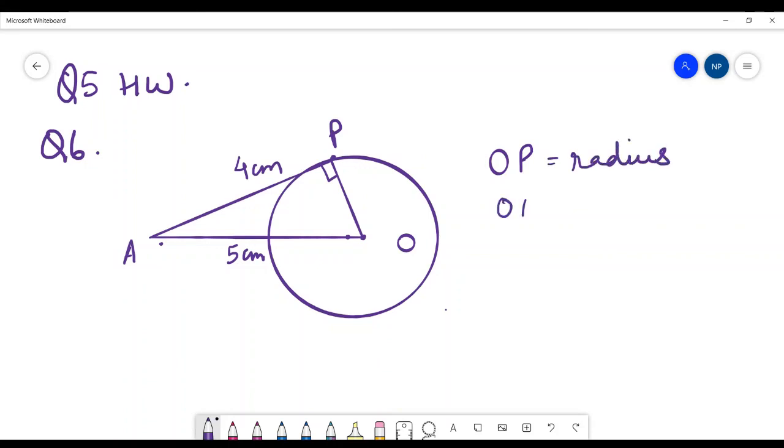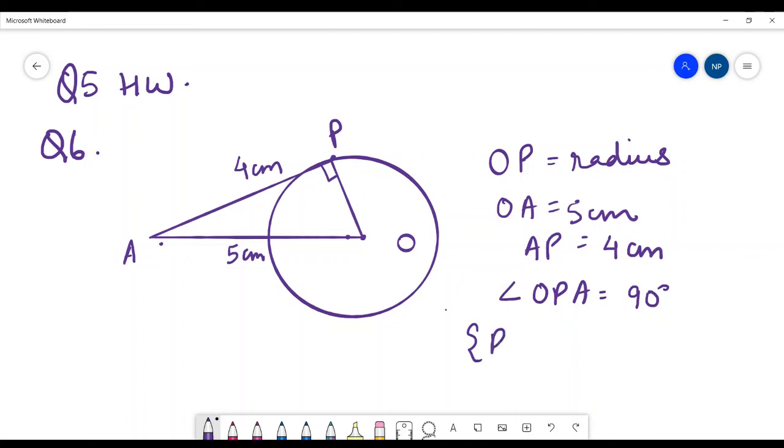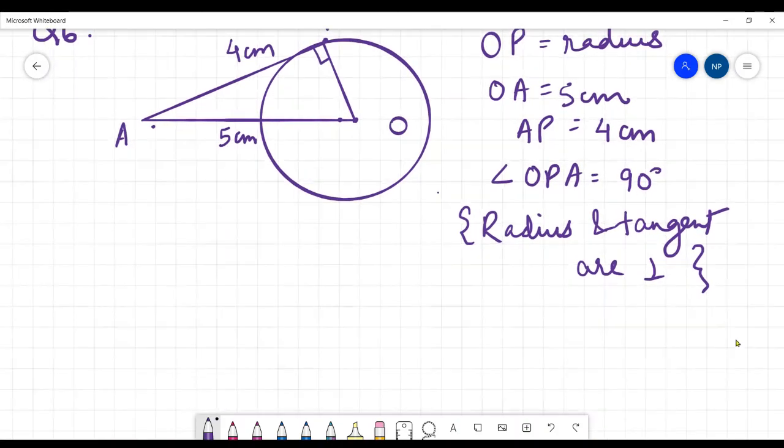OA is given as 5 centimeter, AP is given as 4 centimeter, right? And angle OPA is equal to 90 degree. The reason being radius and tangent are perpendicular. Okay, so these are the given part. Now let us come to the solution of this.